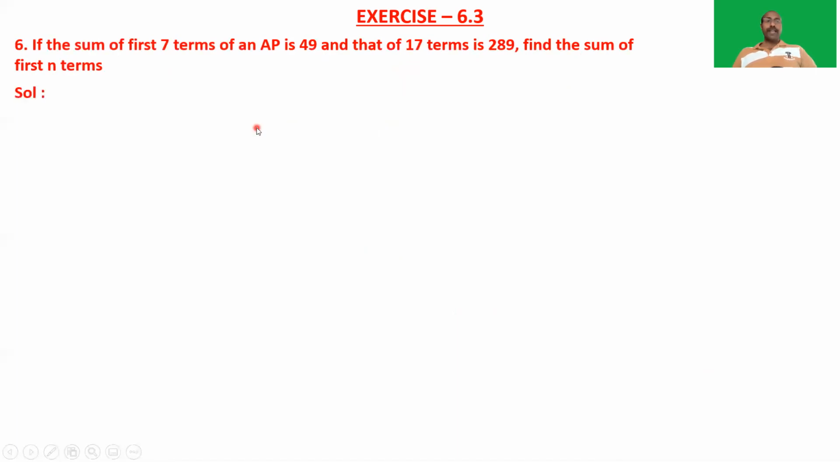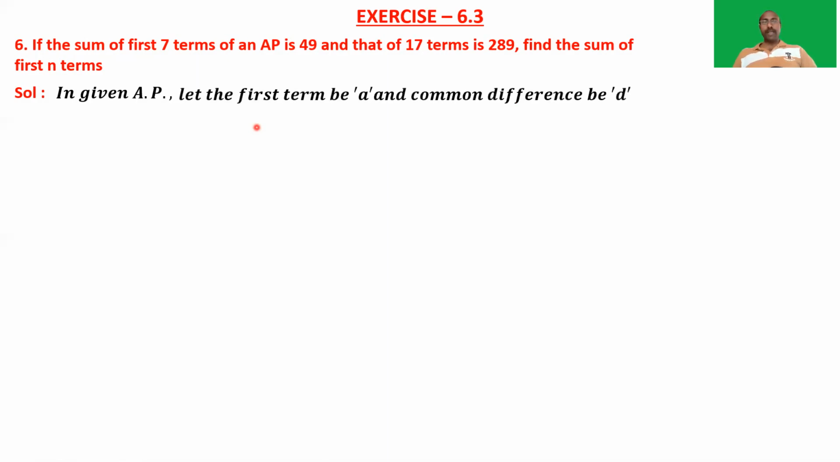And in this problem also, the first term and common difference are not given. So take A to be the first term and D to be the common difference. In the first hint, it is given that the sum of first 7 terms is 49. That is S7 is equal to 49. And we know the formula to find S7, that is n by 2 into 2a plus n minus 1 into d, where n is equal to 7. And we don't know the values of a and d here.